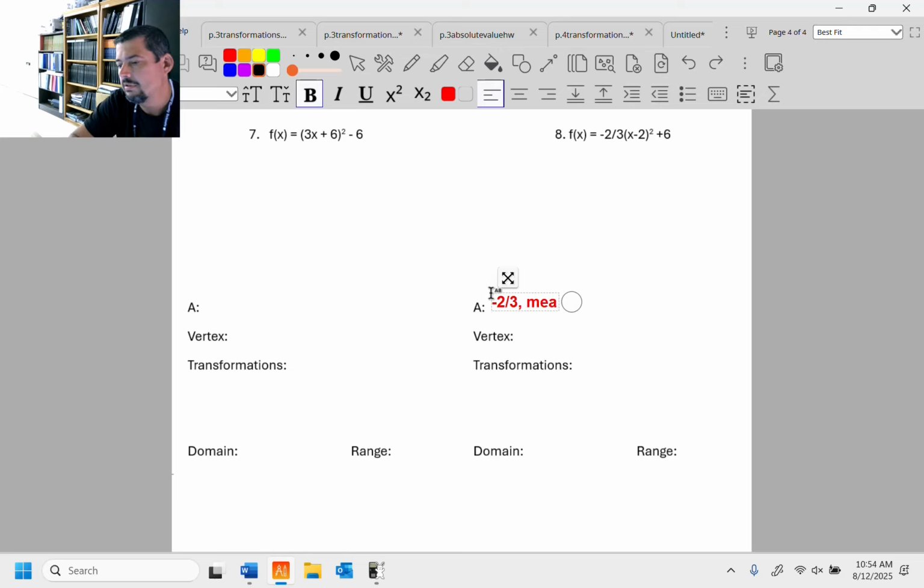That means we fall 2/3 and run 1. We don't fall 2 and run 3. We fall 2/3 and run 1. And if you still haven't quite caught on to the form, I'm just going to write it above there: a times (x minus h) quantity squared, plus k. Your vertex would be at h, k.